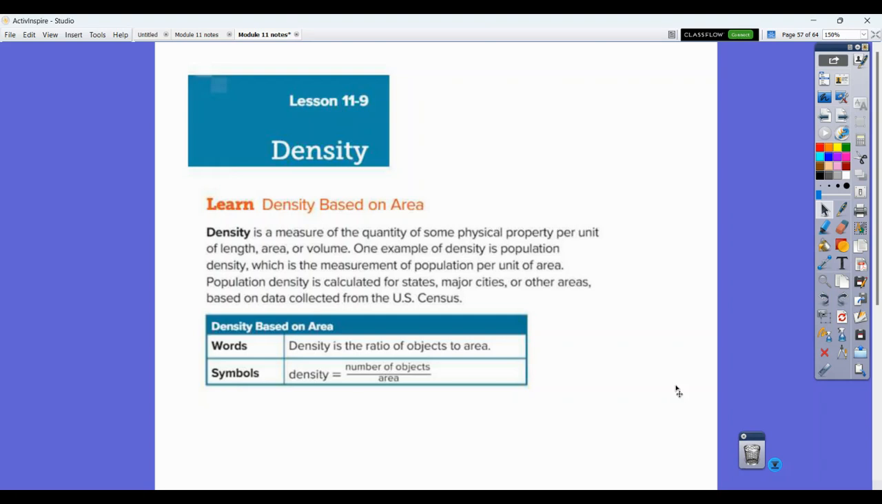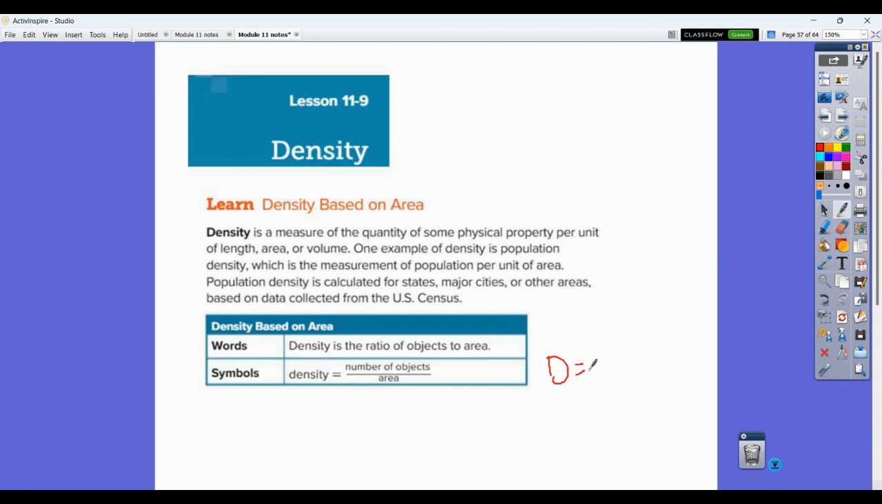Hi, students. We're going to cover 11.9, which is density. So density based on area. Density is a measure of the quantity of some physical property per unit of length, area, or volume. One example of density is population density, which is the measure of population per unit of area. It's calculated for states, major cities, others for the U.S. Census. So density is the ratio of the objects to the area. So number of objects per area is the idea of density.